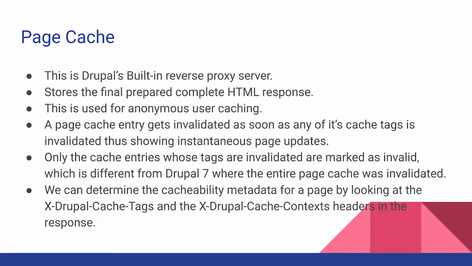After clearing the entire cache, we do a cache rebuild. Then we hit the Drupal website, and all the data required to be displayed on the page is computed. Then the final data, the complete HTML, is stored in this page cache. It is actually used for anonymous user caching. It is not used for authenticated user caching. We'll see how we can achieve that later.